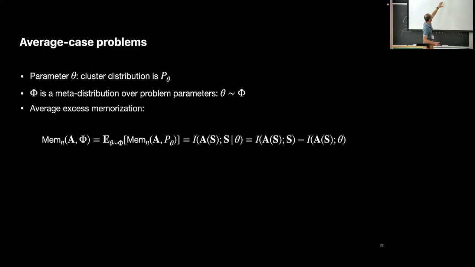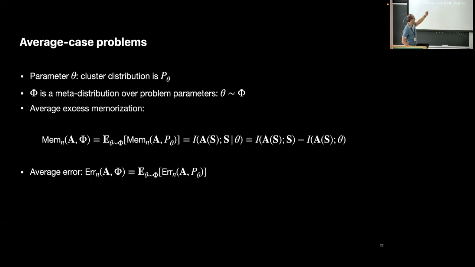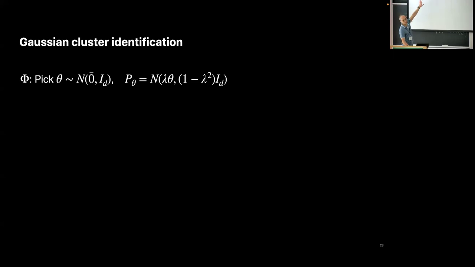Now once we have the distribution over parameters, we can measure the expected memorization. What is the average memorization, which is just the expectation of the memorization for a specific parameter when you sample the parameter here. And in the language of information theory, that is just the conditional mutual information between the data set and the model, conditioned on knowing this theta. It's equivalent to looking at all the information contained in the model about the data set and the parameter, and subtracting the information about the parameter. Simple enough. Also, of course, we will talk about average error, which is just the expectation of the error of an algorithm when you sample the parameter. Okay, now we can start defining specific problems. The first one will be the Gaussian cluster identification problem. It's an instance of this type of clustering problem. Now the parameter itself will be chosen from the Gaussian distribution with zero mean and identity covariance.